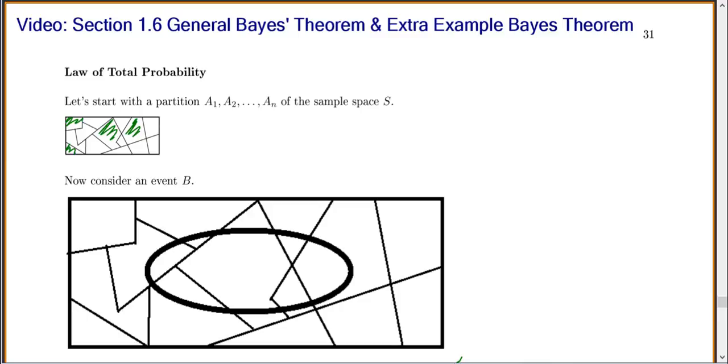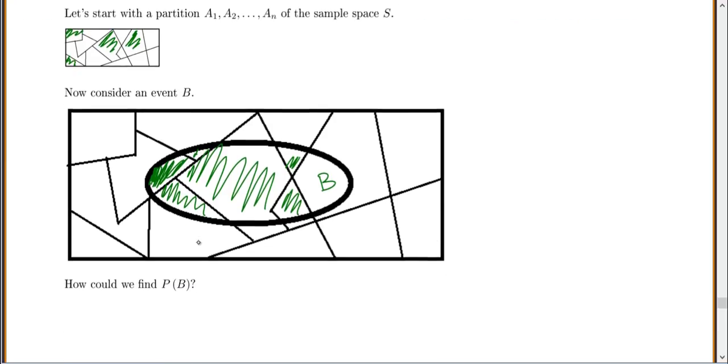Okay, so here's my B. And what if we wanted to find the probability of B? Well, what you could do is you could figure out, well, what's B intersected with this little piece of A? And what's B intersected with this piece of A? And this piece of A, this piece of A, etc.